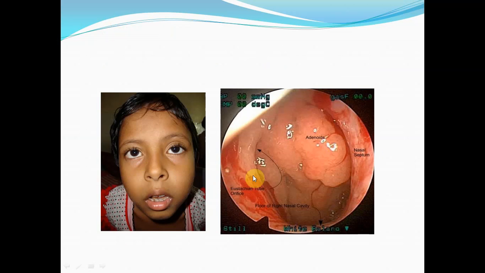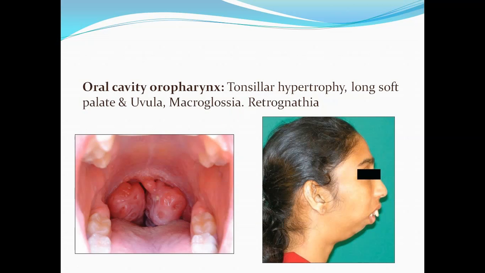Here, this is a picture showing a completely obstructed nasopharynx by the enlarged adenoids, and this is the picture of a baby with adenoid hypertrophy, which is typically called adenoid facies. In the oral cavity and oropharynx, as seen in this picture, a large tonsil, whether it is inflamed or not, can cause significant obstruction to the airway, causing obstructive sleep apnea.